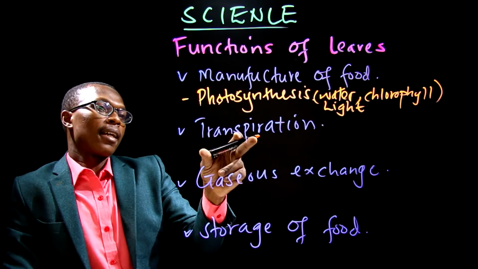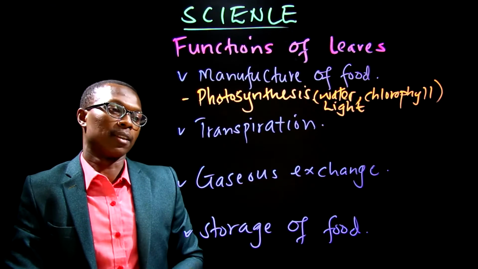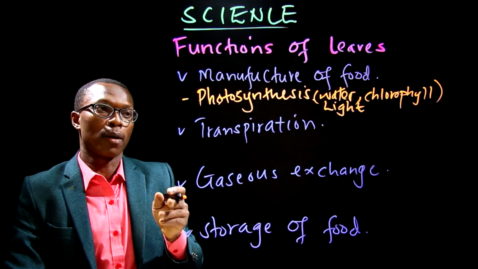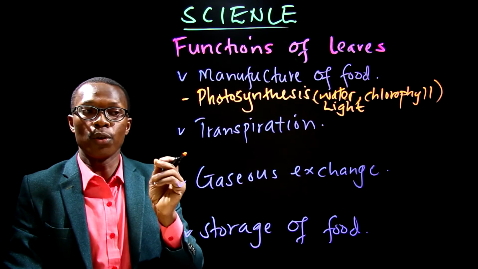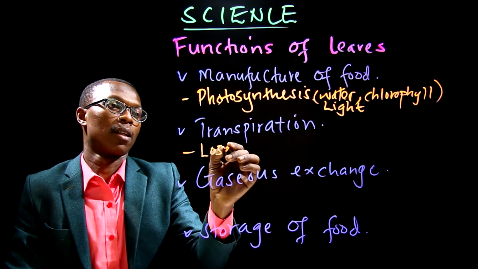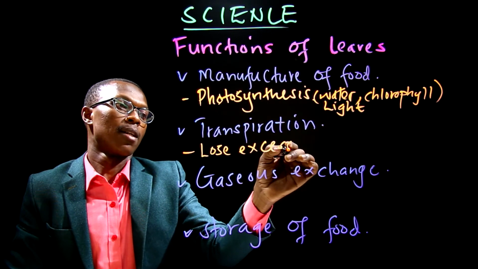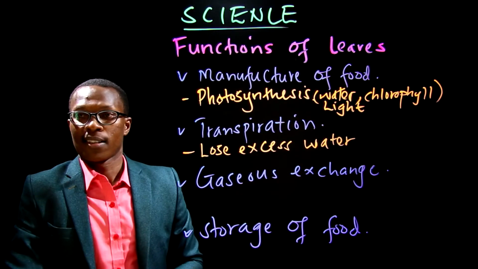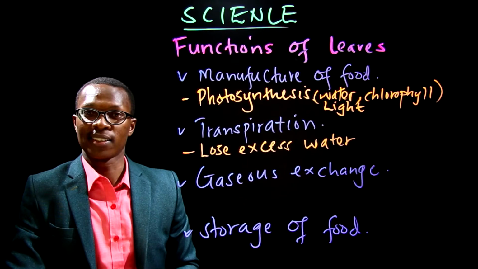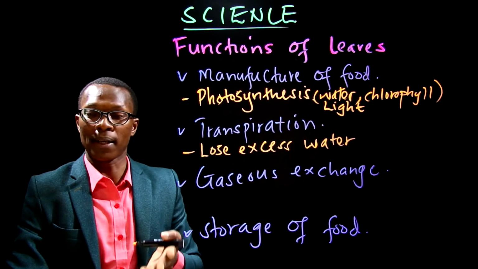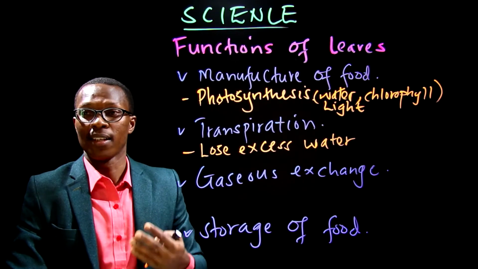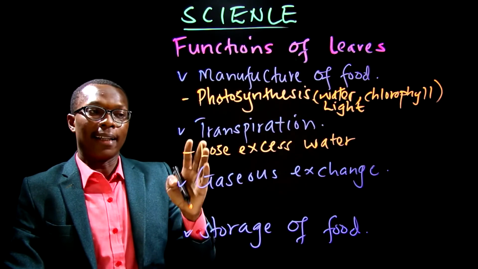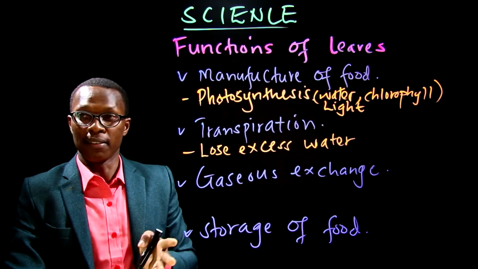Good. Now the second point is transpiration. Transpiration is a process whereby the plants or the leaves lose excess water. Sometimes you find yourself sweating, right? That means you're losing excess water, which is a waste, not needed in your body. For plants, they lose excess water, and this process normally happens in the leaf.